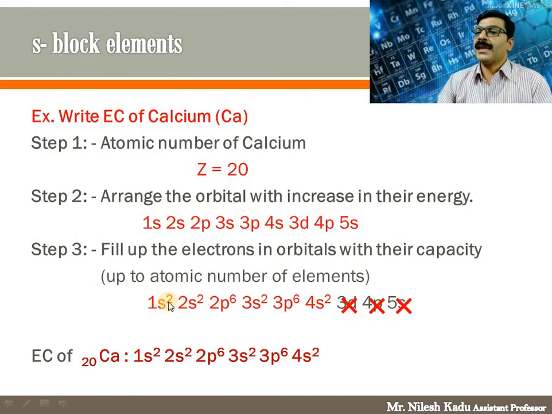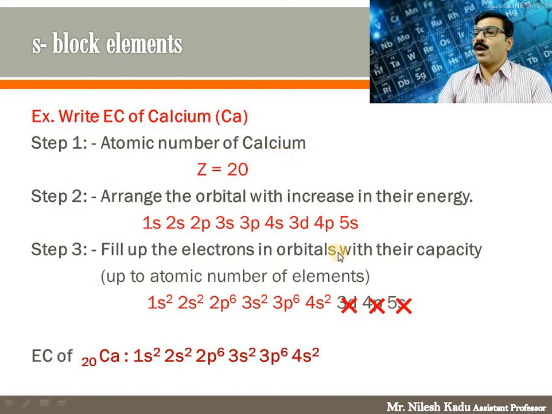The 1s orbital contains 2 electrons, the 2s orbital contains 2 electrons, so total 4 electrons. Then the 2p orbital contains 6 electrons, so total 2 plus 2 plus 6, that is 10. Then 3s contains 2 electrons, the total is 12. 3p contains 6 electrons, so 18 electrons. And 4s contains 2 electrons, so the total electrons is 2 plus 2 plus 6 plus 2 plus 6 plus 2, and it is equal to the atomic number of calcium.